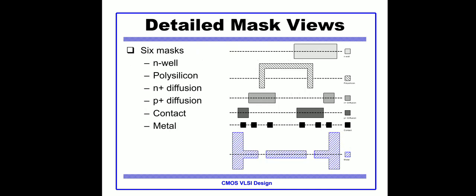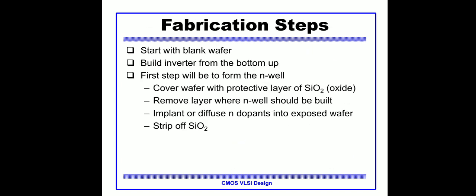And in this detailed mask view, it contains 6 masks: N-well, polysilicon, N plus diffusion, P plus diffusion, contact and metal. Now the fabrication steps. The first step is processing the substrate, which is to create the P-type substrate. This P-type has a trivalent impurity such as boron with a concentration up to 10^16. A pure silicon wafer is selected on which P-type impurities are applied as crystals.